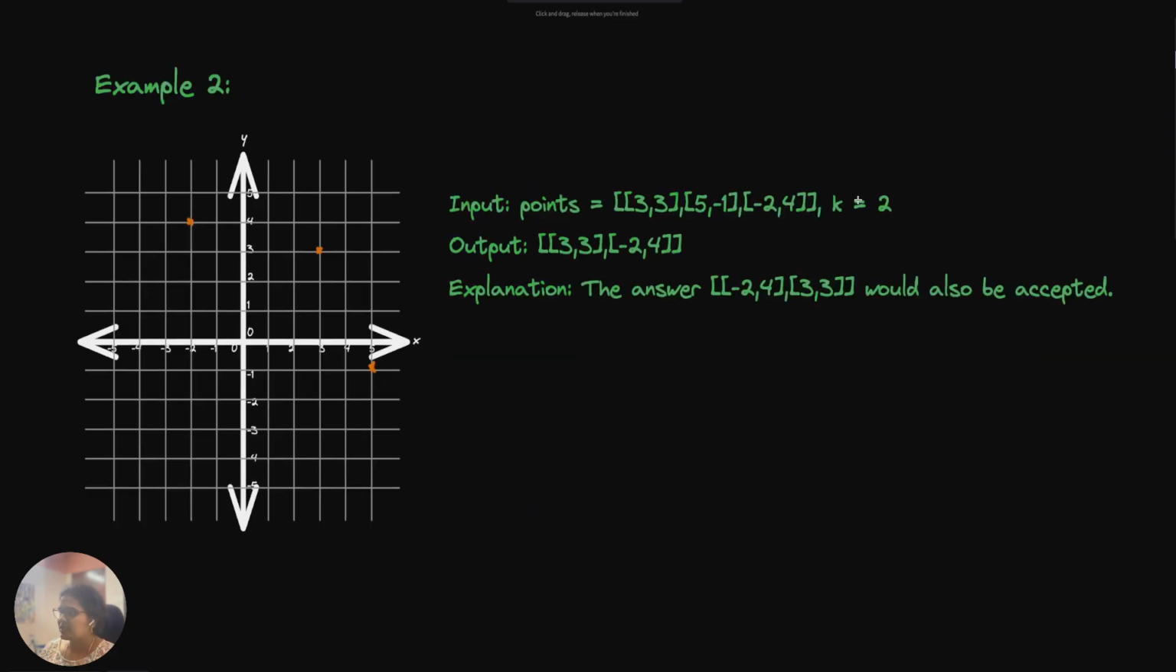Now if we look at another example, here we are given 3 points. Okay, 3 comma 3, 5 comma minus 1 and minus 2 comma 4. Okay, here the closest 2 points are minus 2 comma 4 and 3 comma 3. For 3 comma 3, the distance is square root of 3 square plus 3 square, which is square root of 18. For minus 2 comma 4, it's 4 square, 16, plus 2 square, which is square root of 20. And for 5 comma minus 1, it's square root of 5 square plus 1, which is square root of 26. So these two are closest and we can return them in any order. 3 comma 3, minus 2 comma 4, or minus 2 comma 4, 3 comma 3. Both are valid answers. Okay.